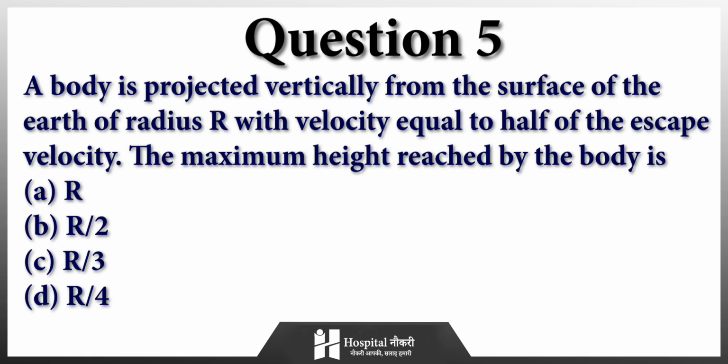Next question is, a body is projected vertically from the surface of the Earth of radius r with velocity equal to half of the escape velocity. The maximum height reached by the body is A r, B r by 2, C r by 3, D r by 4. The correct option is C, r by 3.